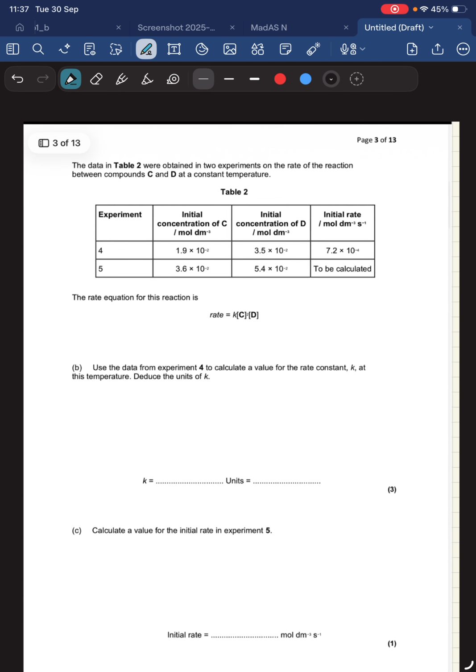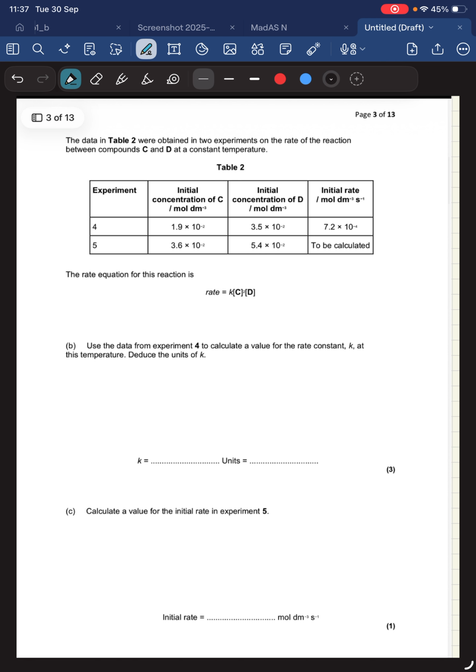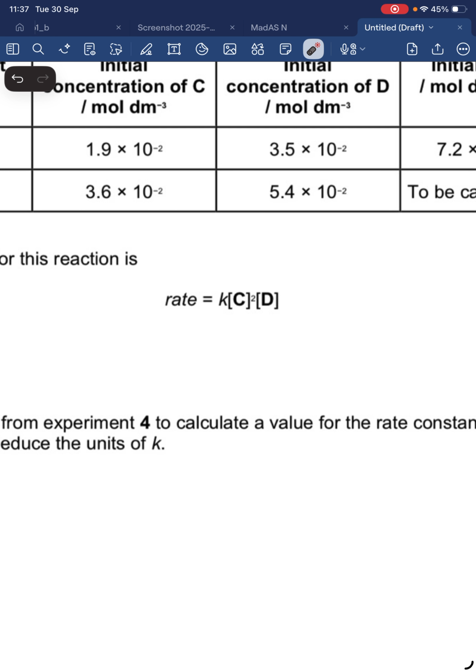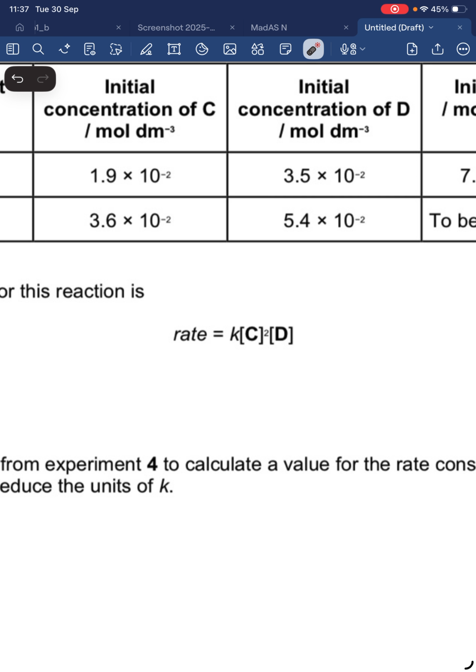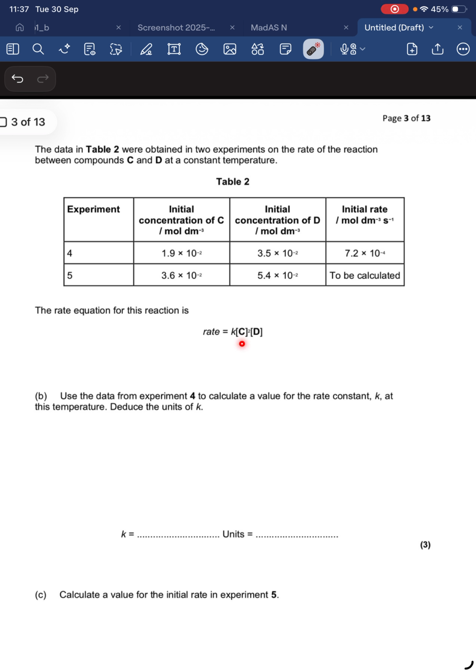Now we move on to the next question. So we're given another table, and this time we don't really have an initial rate over here. We are given an equation though, so we don't need to work out the orders, because the orders are 2 and 1. Now, when we're putting the orders in our formula, by the way, 1 does not show, 2 shows, and if it's order 0, it would just disappear, because order 0 is just 1, and anything times by 1 is the same thing, so we don't really show it. And that's how it works.